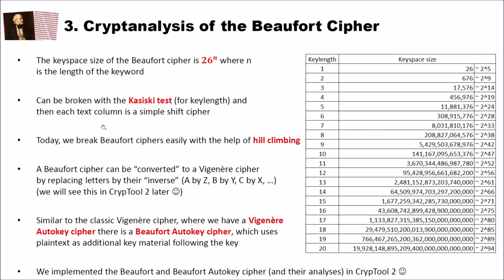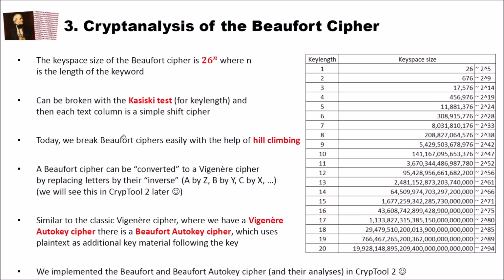And each of these columns in the text is a simple shift cipher. Today we break Beaufort ciphers easily with the help of hill climbing. So the Kasiski test and then this column analysis was mainly for cryptanalysis by hand.